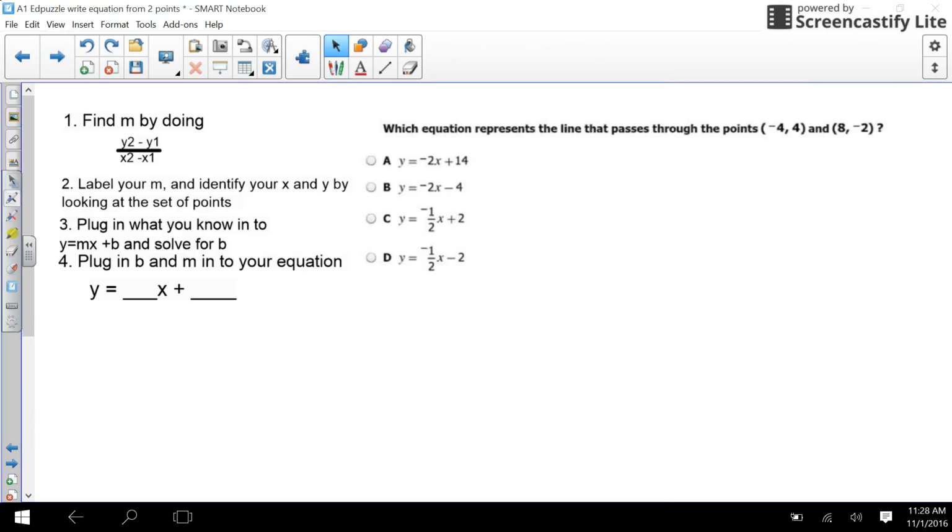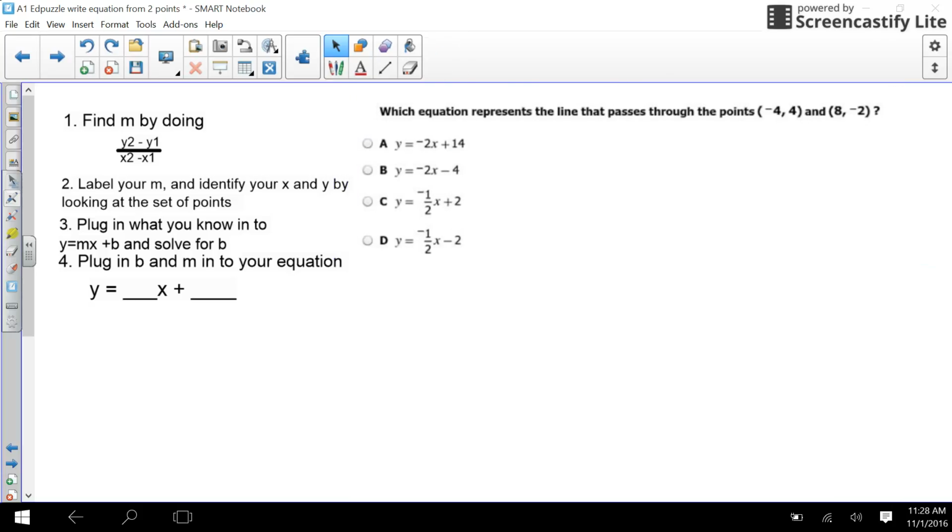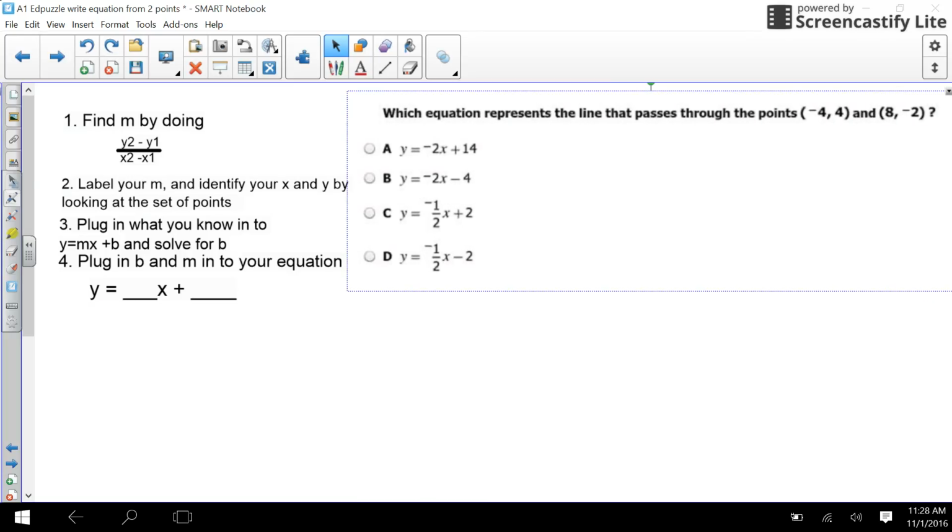Man, where do you guys think I found this question from? It looks a lot like I copied and pasted from an SOL, which I did. So let's make sure we're watching.